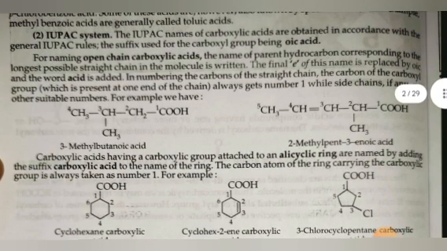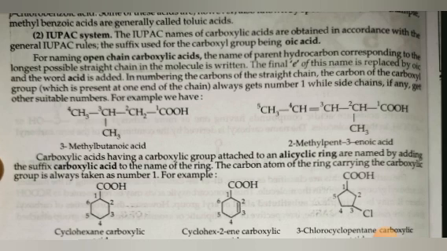Second is the IUPAC system. The IUPAC names of carboxylic acids are obtained in accordance with the general IUPAC rules, the suffix used for the carboxyl group being oic acid. For naming open chain carboxylic acids, the name of the parent hydrocarbon corresponding to the longest possible straight chain in the molecule is written. The final e of this name is replaced by oic acid and the word acid is added.